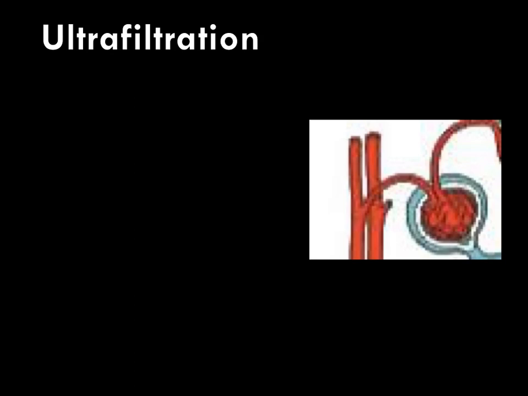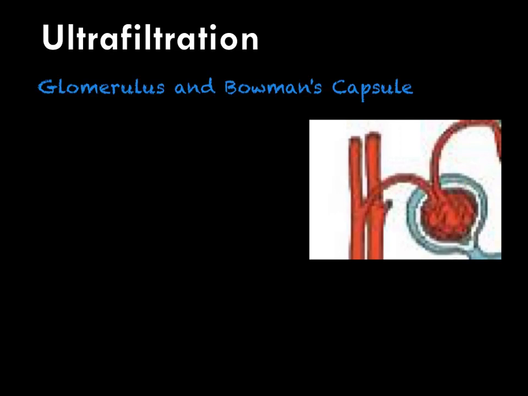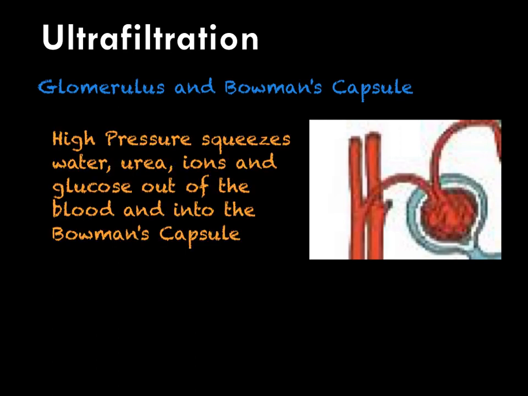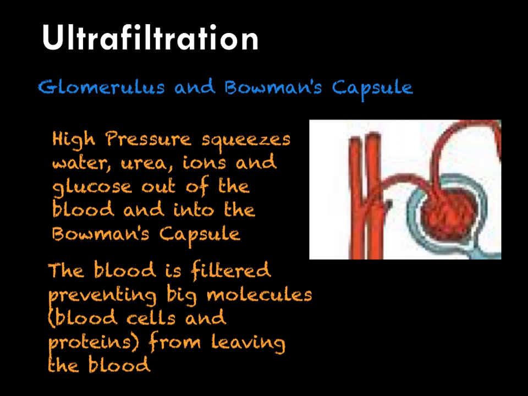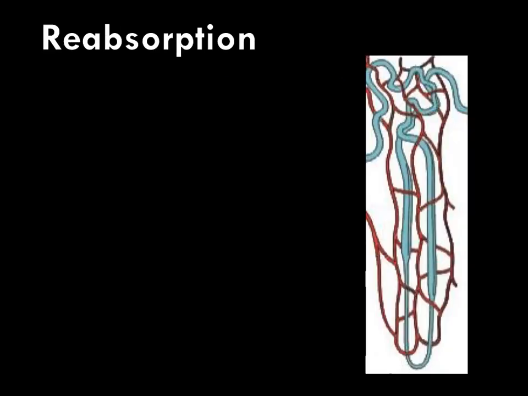Our first step is our ultrafiltration, which, as we just said, happens in the glomerulus. The glomerulus builds up a very high pressure which squeezes water, urea, ions and glucose out of the blood and into the Bowman's capsule. The glomerulus and the Bowman's capsule act like filters, so big molecules like proteins and blood cells are not squeezed out and will stay in the blood. All of the molecules that are squeezed out will then move on to the convoluted tubules.